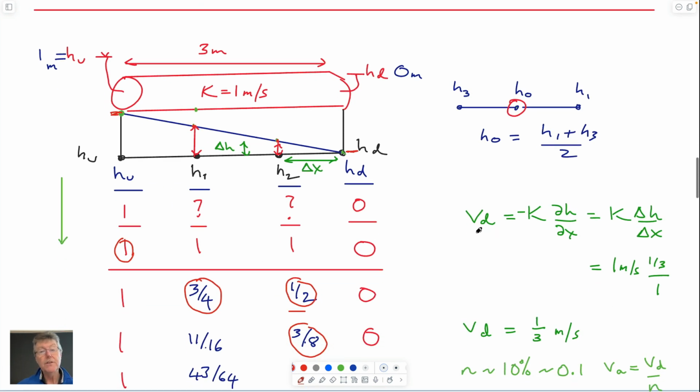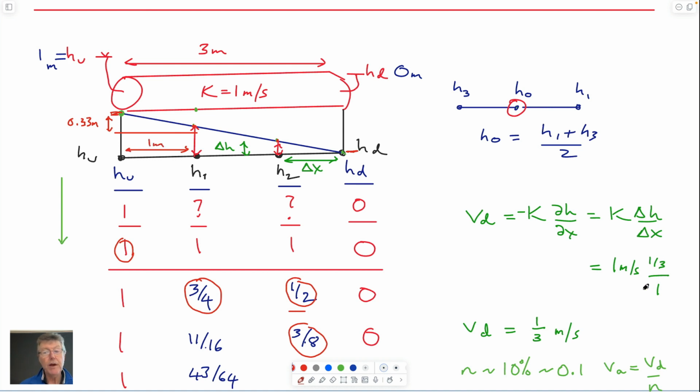We also know that the Darcy velocity is given by the hydraulic conductivity times the gradient. So we could calculate what that Darcy velocity was, because we know the gradient here: the head changes from 1 to 0.66. So this by definition is 0.33 meters. This length, I didn't say it, but this is 1 meter long.